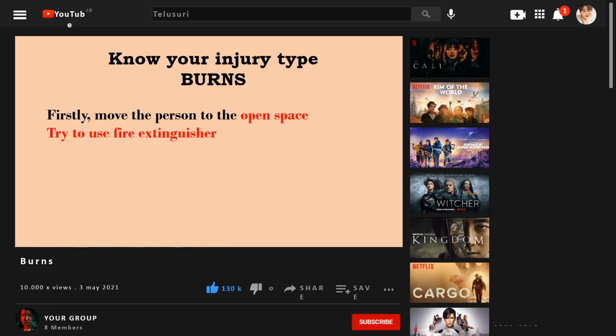Now, firstly, as we remember, the first step of first aid management is to move the person to an open space. In the case of burns, we have to move the patient to an open space so that the injured person can get a needed supply of oxygen, because as we know, if people crowd around and look at the injured person, the oxygen will run out. And on the other hand, try to use a fire extinguisher if the person is trapped in fire or the environment is on fire.